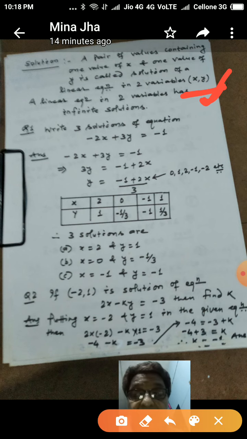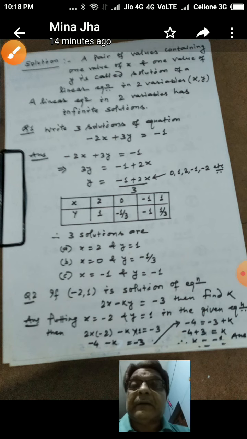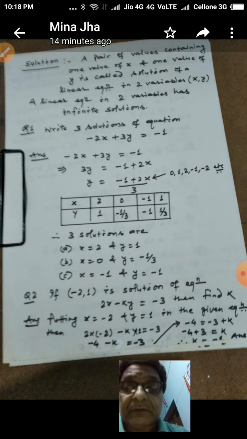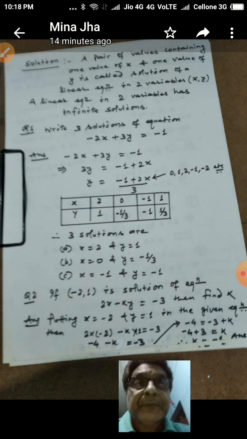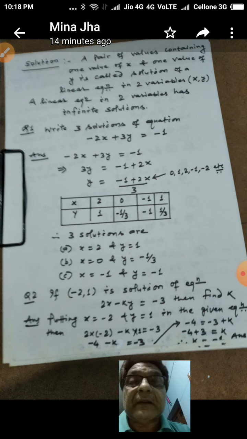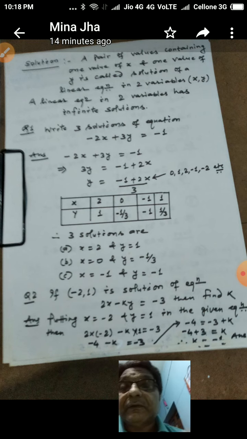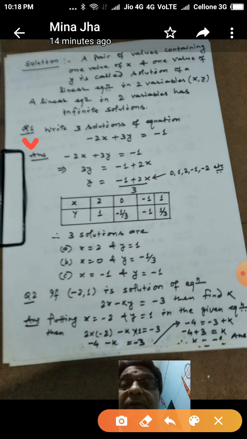And one thing which is very important: a linear equation in two variables has an infinite number of solutions. We can find so many solutions, that is, we may have different values of x with different values of y. So these values are infinite in number. That's why we say that a linear equation in two variables has infinite solutions. Now we will take some questions here.